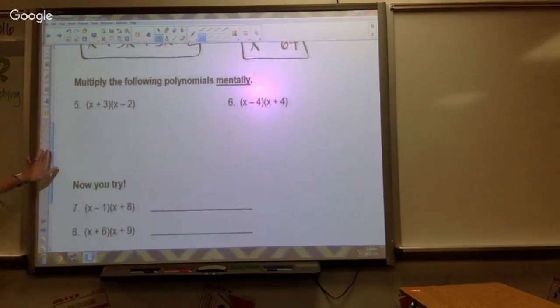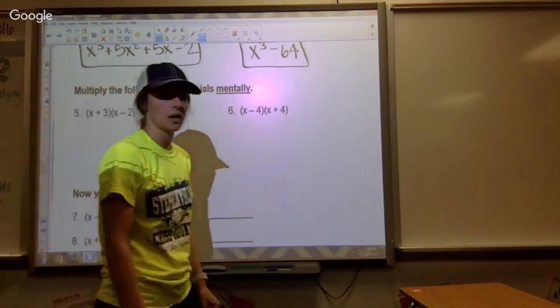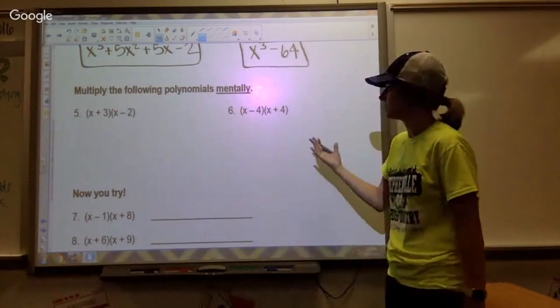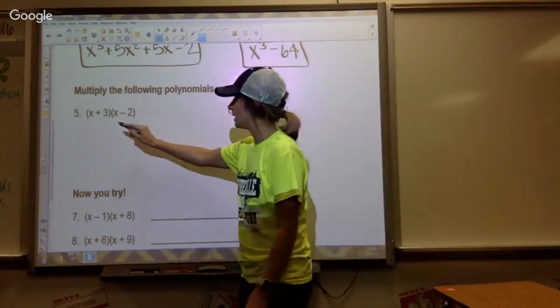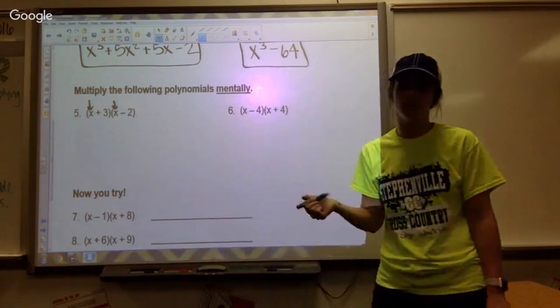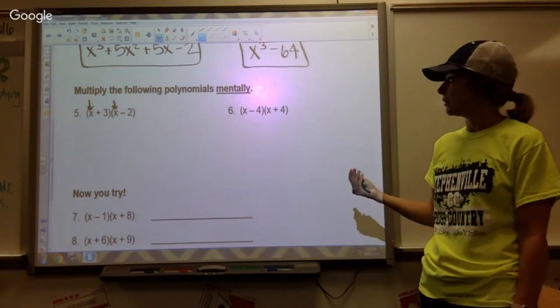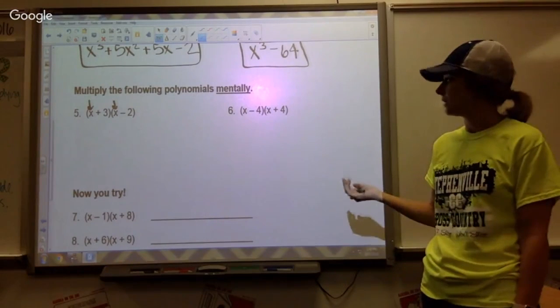Okay, so now notice that we're going to multiply these next ones mentally. So without using FOIL, we have a binomial times a binomial. Anytime your first terms have a single variable, single meaning it's just like an x, by itself, then you're able to use this method, okay?